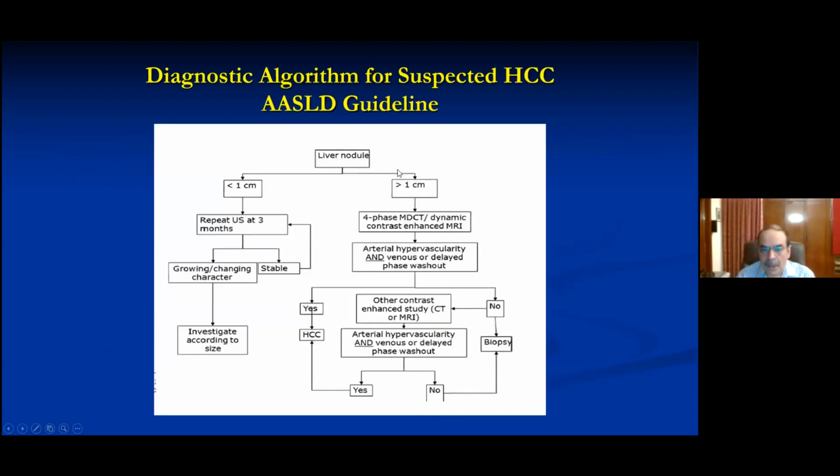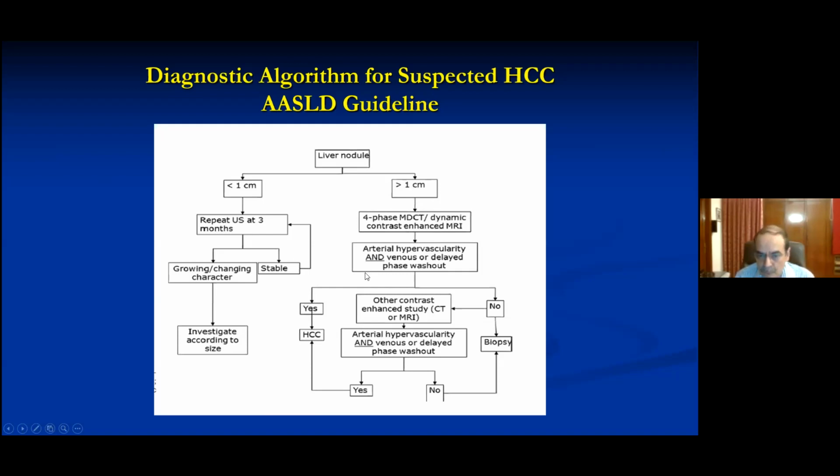So that's just an algorithm which you're all familiar with. If you have a nodule detected in a cirrhotic liver, if it's less than 1 centimeter in size, you need to then keep it on follow-up, repeat ultrasound at 3 months, and assess the change in the size of the lesion. Lesions which are larger than 1 centimeter in size, then you do a CT for characterization or an MR, depending on the choice of your institution.